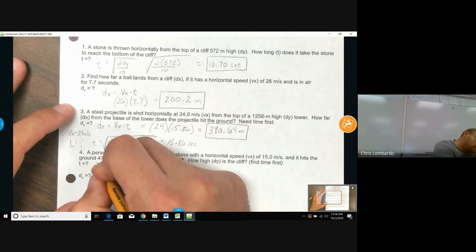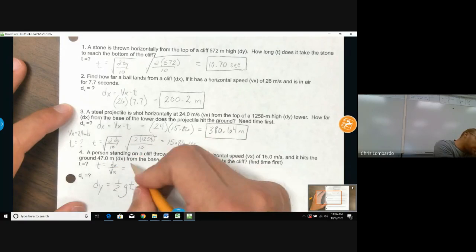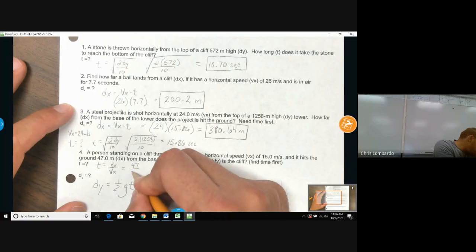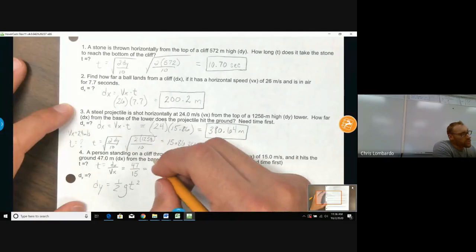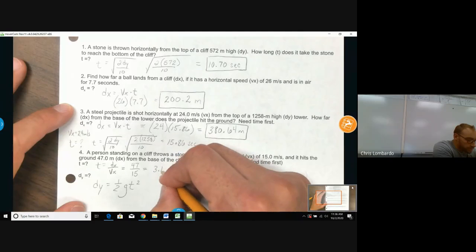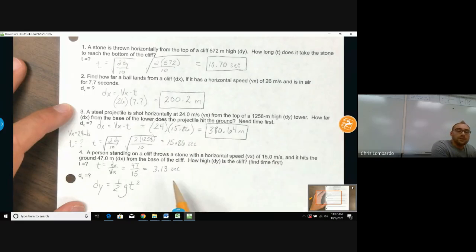So T is dx over vx. We have both of them, so we can punch those in. 47 divided by, was it 15? And that is going to equal 3.13 repeating. So we'll just chop it off. We'll call it 3.13 seconds. Now this is going to get put there for T.